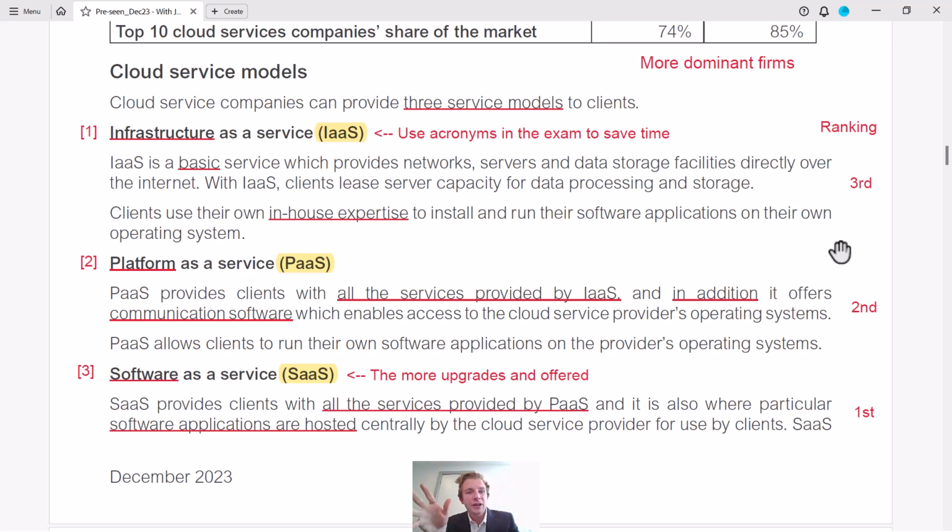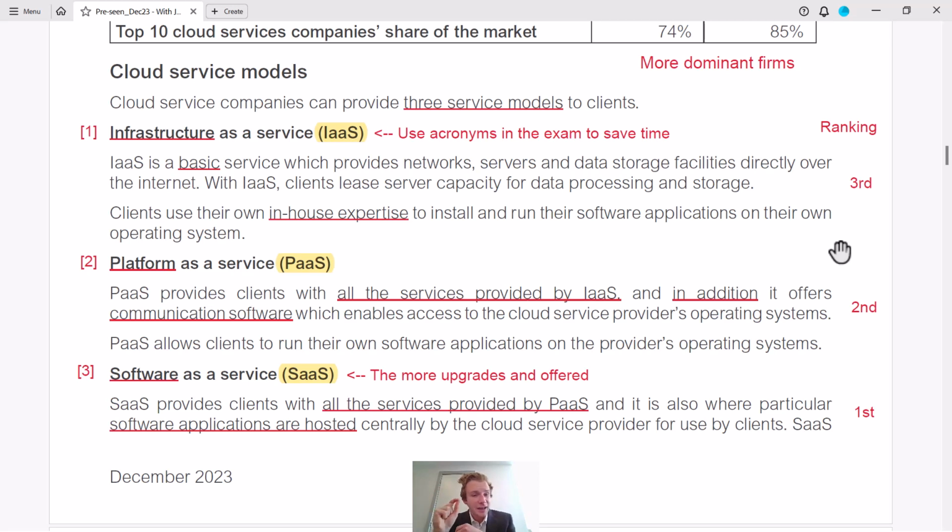So the infrastructure as a service is very basic, it's in-house, and I've ranked it 3rd. It's not the best of the bunch on there, pretty basic, bog standard. Then you've got the platform as a service, PaaS, and this is all services of IaaS, the infrastructure, but it's sort of just a little level up. It's got an addition of communication software.